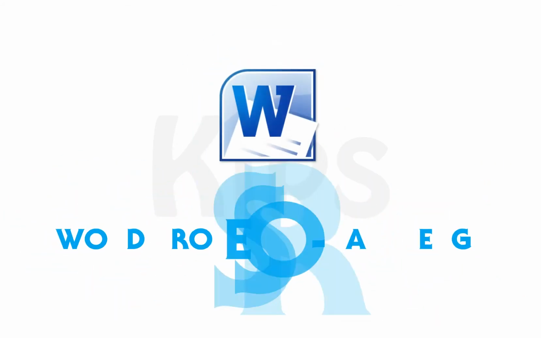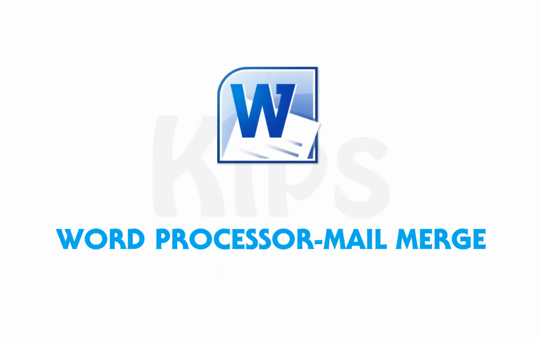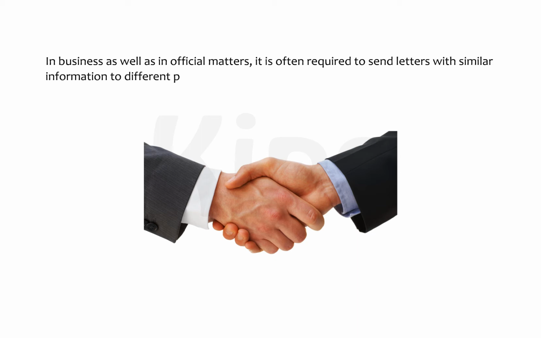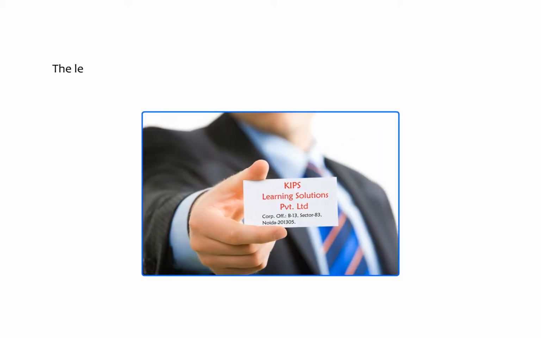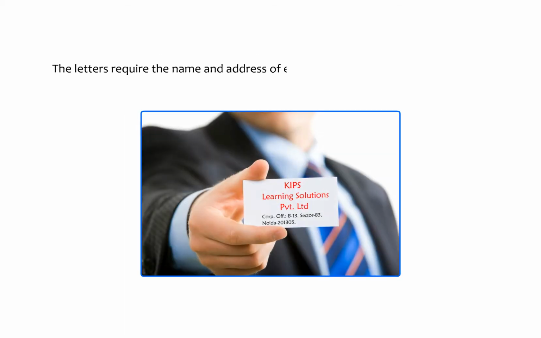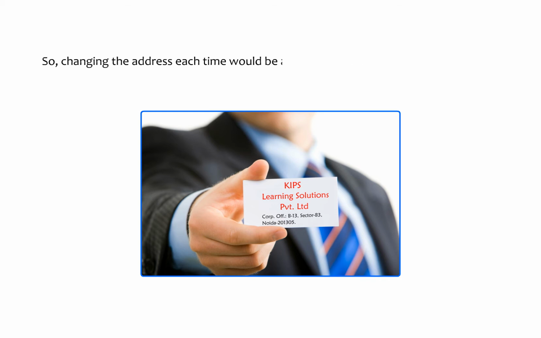Hello students. Today we will learn about mail merge, a very useful feature of word processor. In business as well as in official matters, it is often required to send letters with similar information to different people. The letters require the name and address of each recipient to be printed on the top. So changing the address each time would be a very long process and wastage of time and effort.